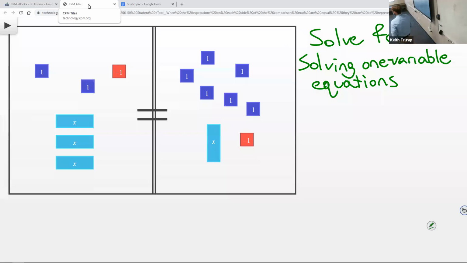In this video, we're going to introduce the concept of solving for x. Another mathematical term for solving for x is solving one variable equations. An equation is just two things on either side of an equal sign. Let me give you a very basic equation.